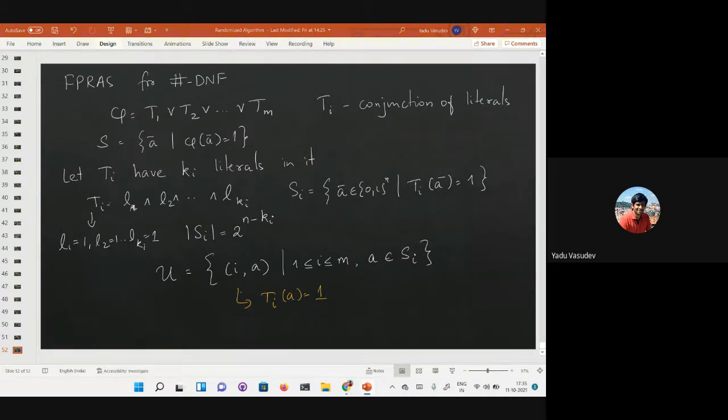You can think of this as some kind of a table. So let me draw this table here, where here you have the assignments, call them A1 bar, A2 bar, and so on, until A2 power n bar. These are the assignments, and these are the terms, T1, T2 until Tn. What you're saying is that you will put a 1 if A1 satisfies T1. It could be possible that A1 bar also satisfies T2. It might not satisfy some of these. It might satisfy TM and so on. So you have this table.